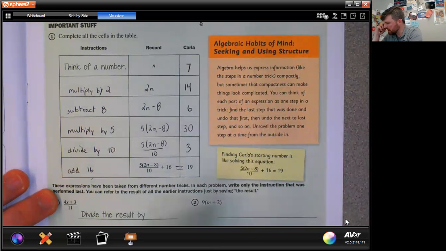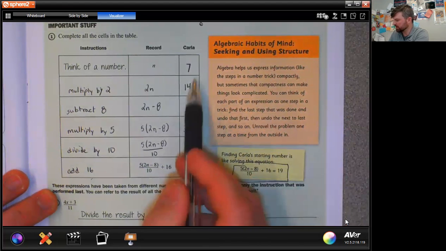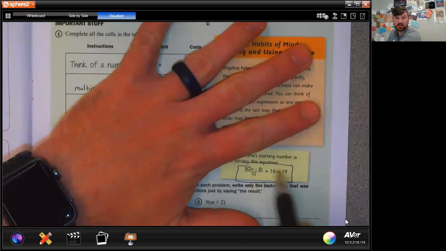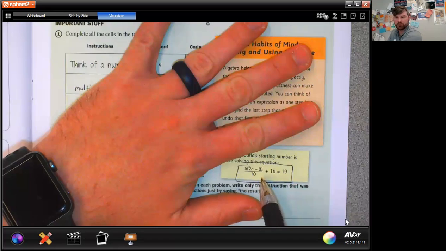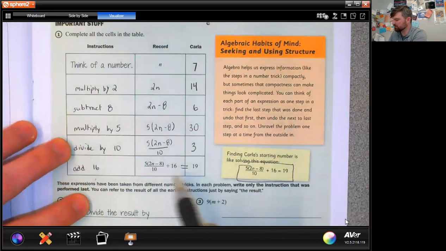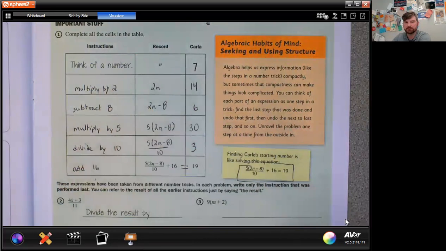So finally, finding Carla's starting number is like solving this equation, the one we just did. If I just show you this, it does look very confusing and complicated and very hard. But if we think about the structure and what makes the problem, it can be very easy.